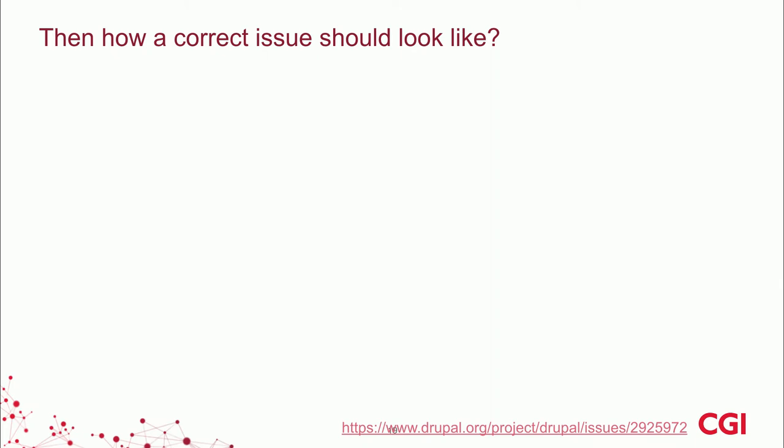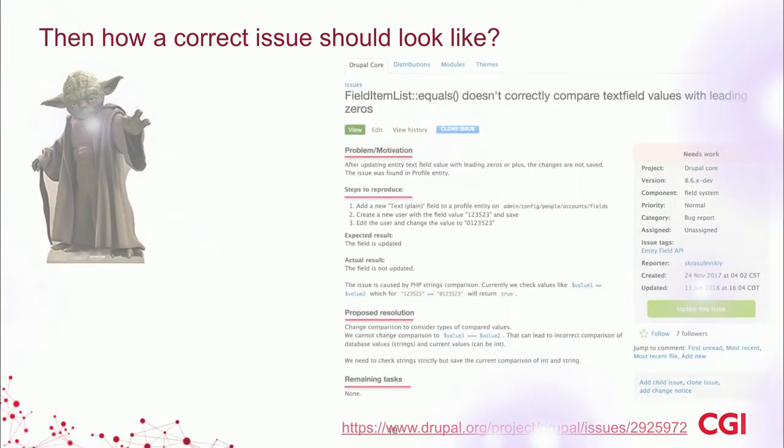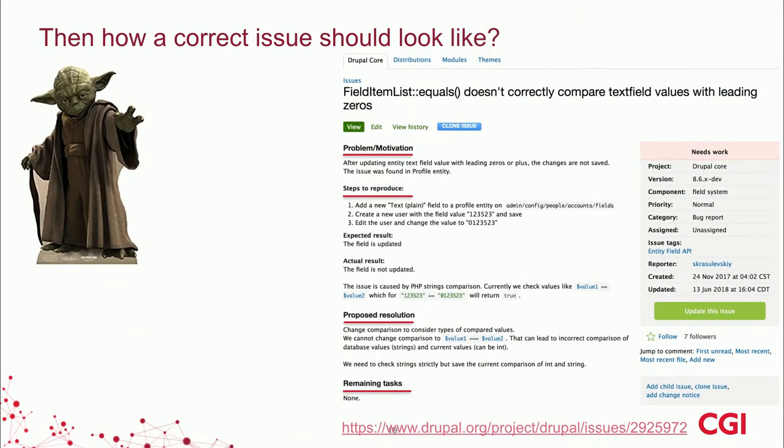Then how should a correct issue look? A correct issue is something like this. You will see a problem or motivation, the steps to reproduce, proposed solution, and remaining tasks. Sometimes people think that this only happens in the core issue queue, but there are many projects that use the issue summary template.